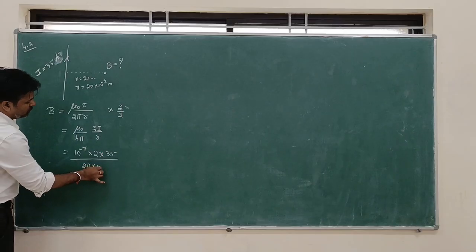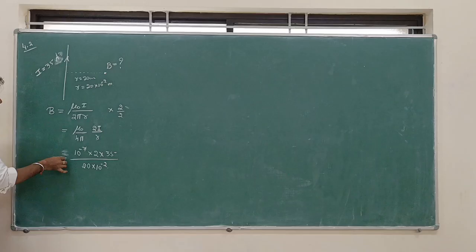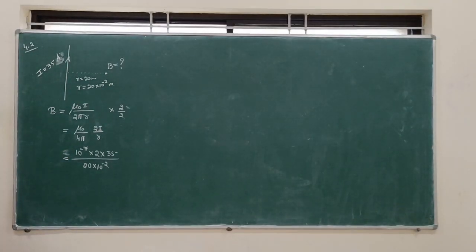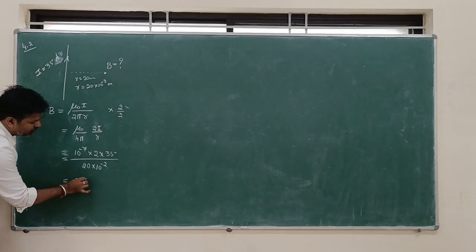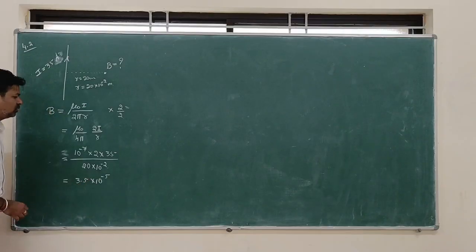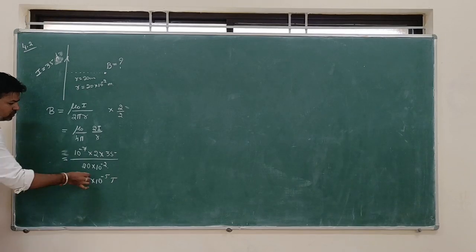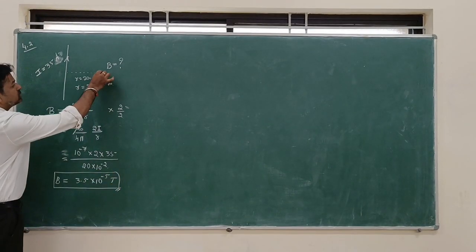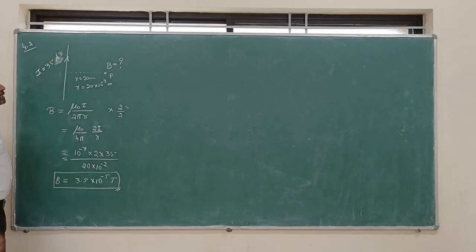20 into 10 to the power minus 2. 70 divided by 20 is 3.5 into 10 to the power minus 5 unit tesla. So this is the magnitude of magnetic field at a point P due to this current carrying straight line.